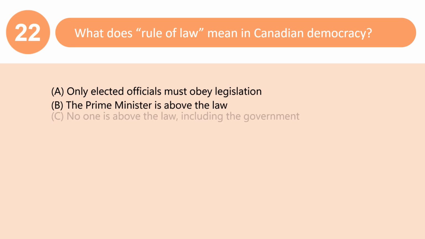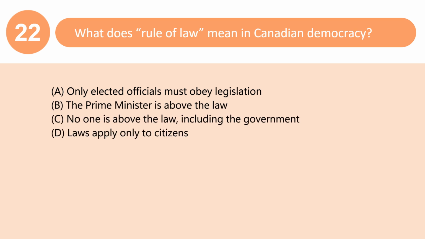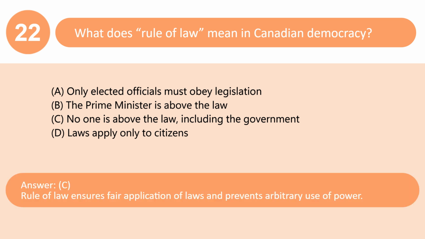What does rule of law mean in Canadian democracy? A. Only elected officials must obey legislation. B. The Prime Minister is above the law. C. No one is above the law, including the government. D. Laws apply only to citizens. Answer: C. Rule of law ensures fair application of laws and prevents arbitrary use of power.